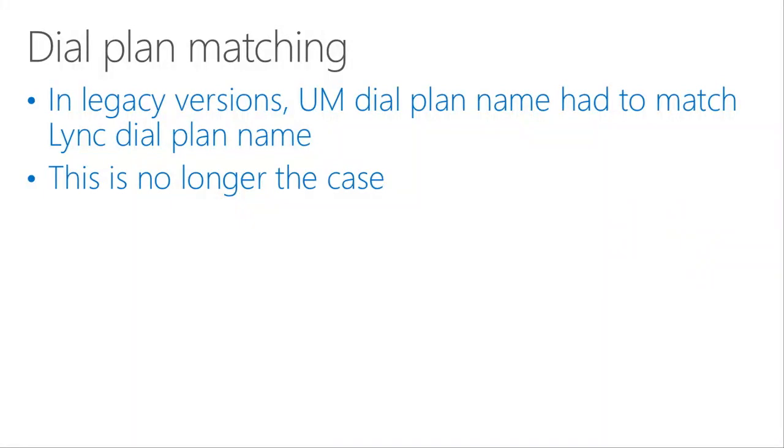So in legacy versions, this is a big takeaway. In legacy versions of Exchange and Lync, you had to have a dial plan on the Lync side that had the same name as each dial plan on the Exchange side. That's no longer the case. Because now in Exchange and Lync 2013, we have an Exchange call router object that's smart enough to figure out dial plan correspondence and handle calls accordingly. So we don't have this requirement any longer.